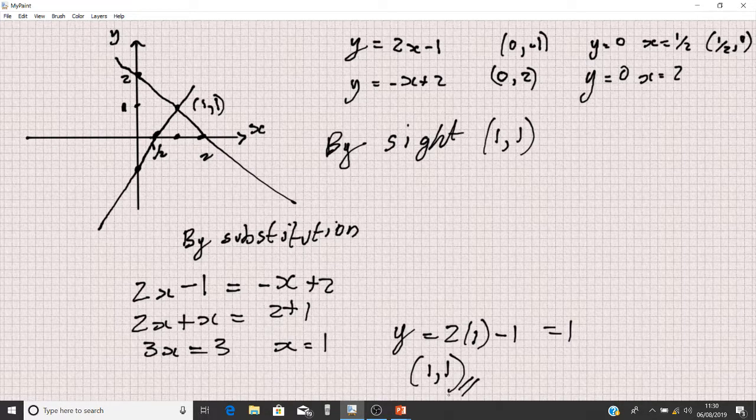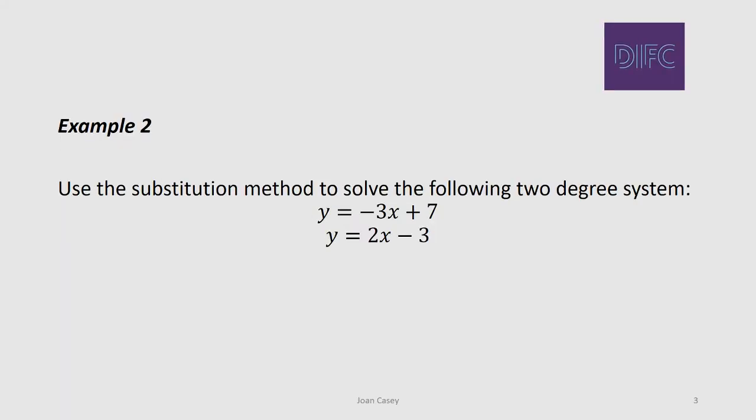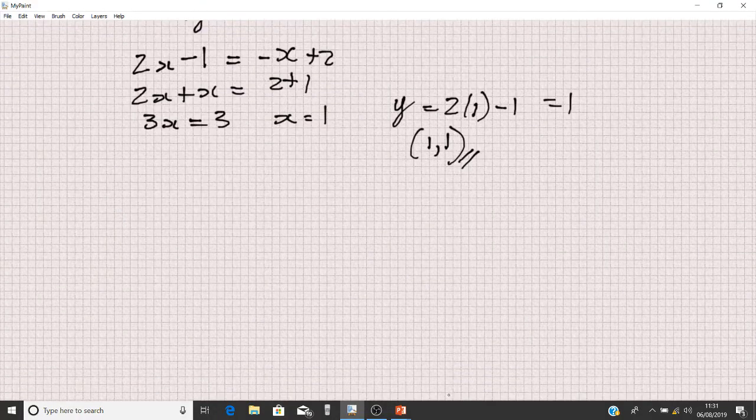Let's look at a couple more examples now, and the second example is using the substitution method to solve the two-equation system where y equals minus 3x plus 7, and the second line is y equals 2x minus 3. So let's go back to the math pad and we look at those two lines by substitution. So we've got y equals minus 3x plus 7, and the second line was y equals 2x minus 3.